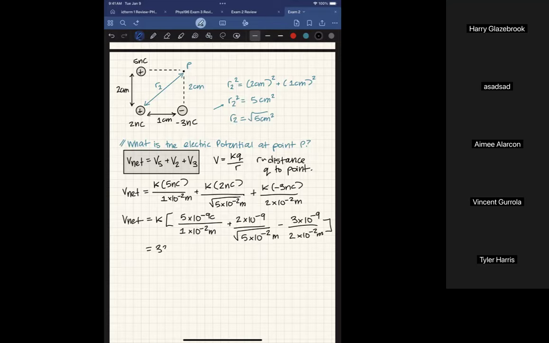Right, and I get 3,230 volts. Cool. That's going to be my net electric potential at my point of interest. All right.